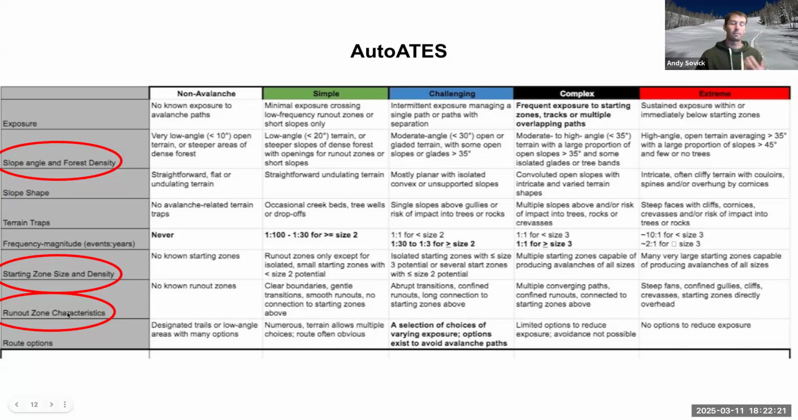We use a model called FlowPy, which takes the alpha angle of an avalanche and uses physics basically to predict how far an avalanche will run. And I'll show the visual representation of that in just a minute here.